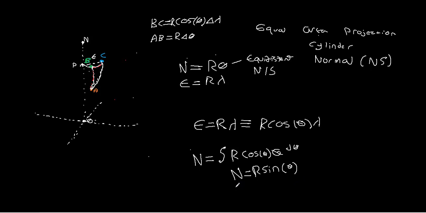Okay. So our easting is going to be kept the same. Our easting is still going to be r lambda. So what we've done is we've essentially compressed or stretched the northing so that the ratio of the northing and the easting makes it so that our area is preserved. Hopefully that makes sense. Again, if you have any questions, just remember these equations right here: for an equal area cylindrical normal projection, our northing is r sine theta and our easting is r lambda. Hopefully that makes sense. And as always, please reach out. Thank you.